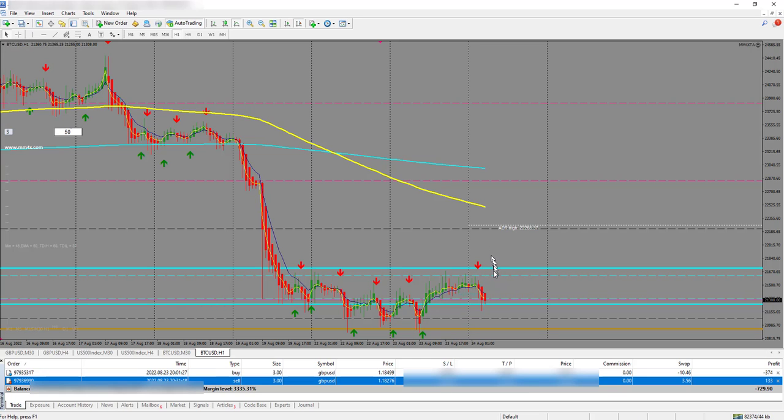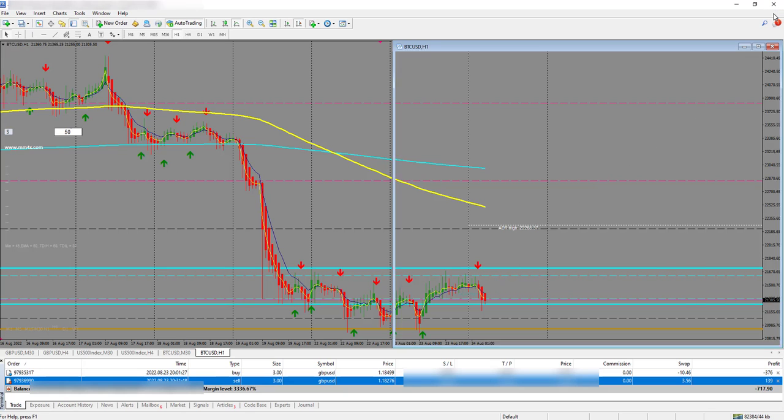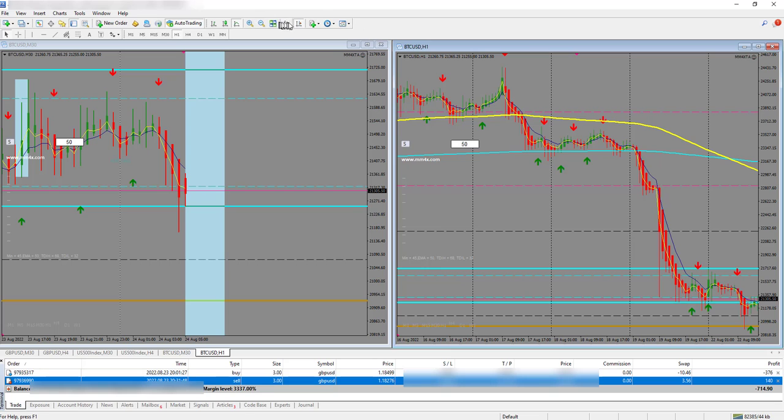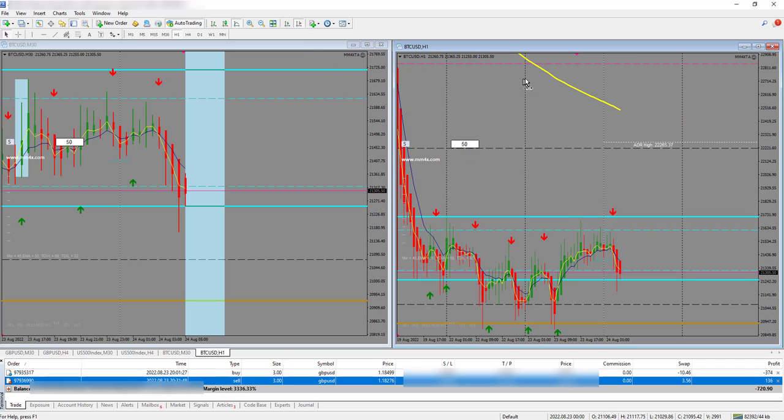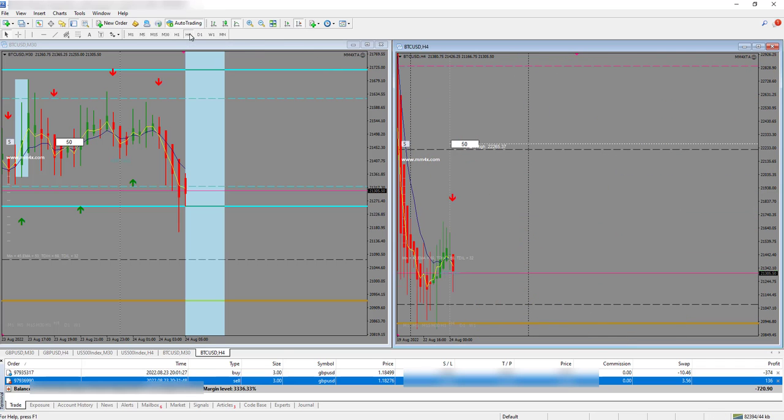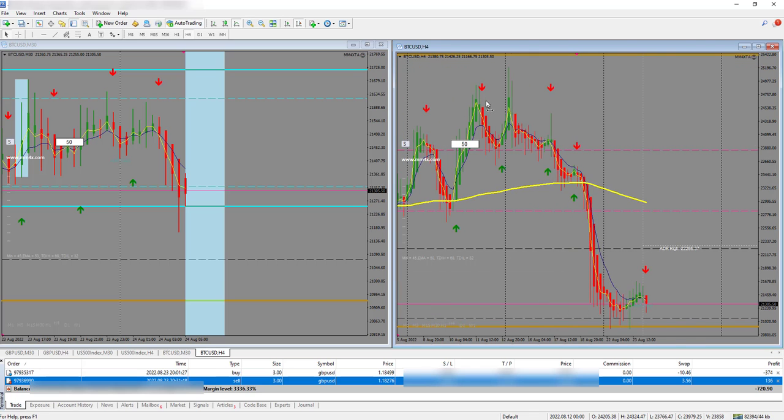So my bias for this pair today would be also a sale. Okay, I would definitely wait for price to pull back up during the London session, and then look to go back into a sell sometime during the New York session. All right, so this is my bias for this pair right here. You want to always trade with proper risk management.